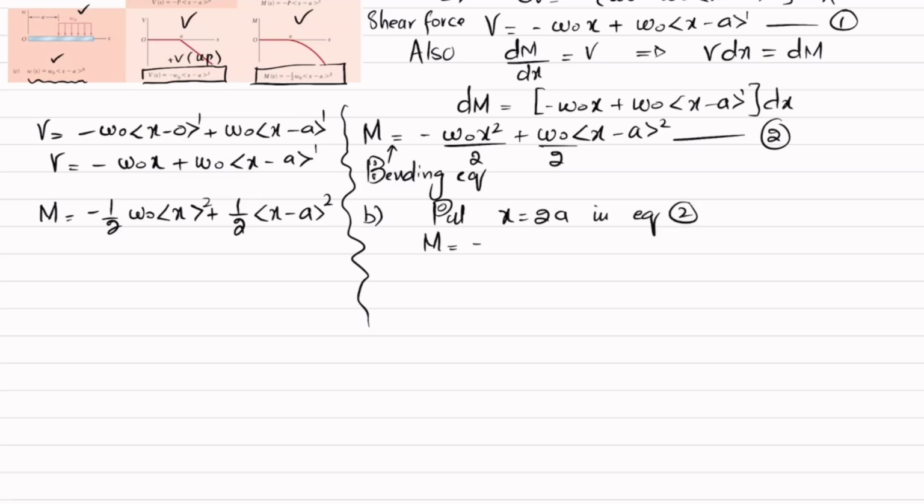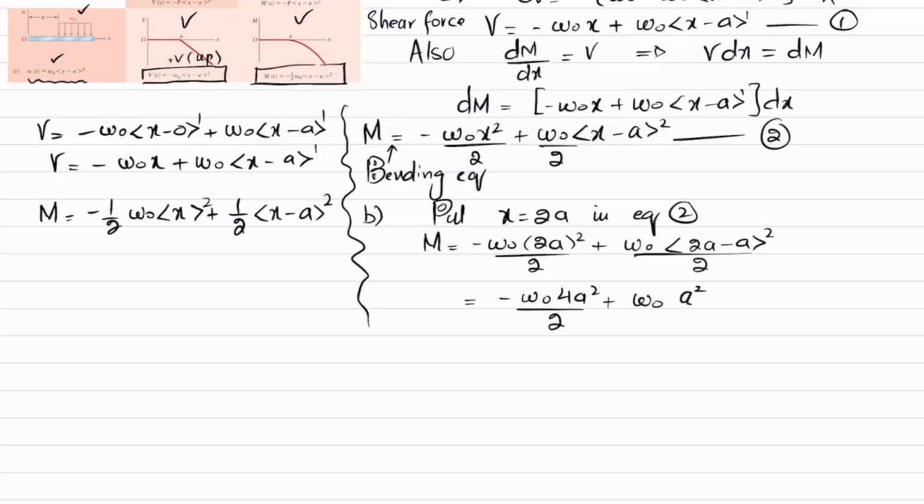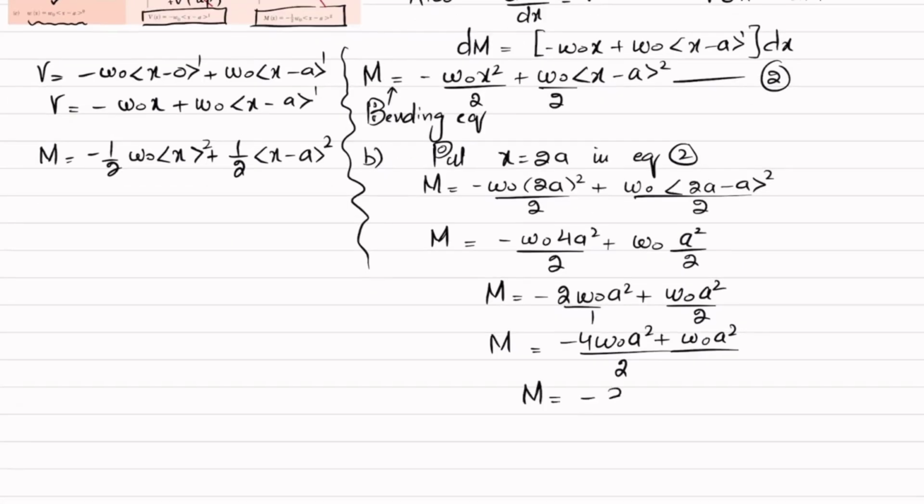So we will get M is equal to minus w naught (2a) square divided by 2 plus w naught into (2a minus a) whole square divided by 2. So it will be minus w naught 4a square over 2 plus w naught a square over 2. So moment will be equal to minus 2 w naught a square plus w naught a square over 2. If you take the LCM, that will be 2 and there is 1. So divide 2 by 1 is 2 and multiply it with minus 2. So minus 4 w naught a square plus 2 divided by 2 is 1, multiplied by w naught a square, will be w naught a square. If you further simplify it, it will be equal to minus 3 w naught a square over 2. This is the moment at C. Clear? And that is the answer.